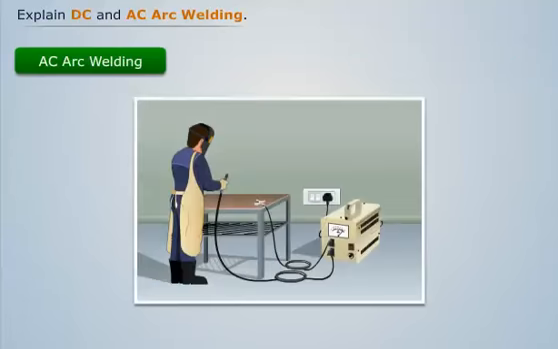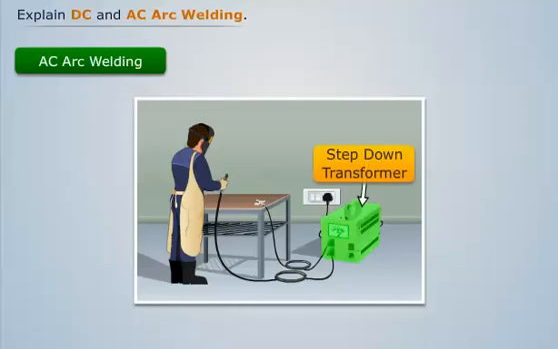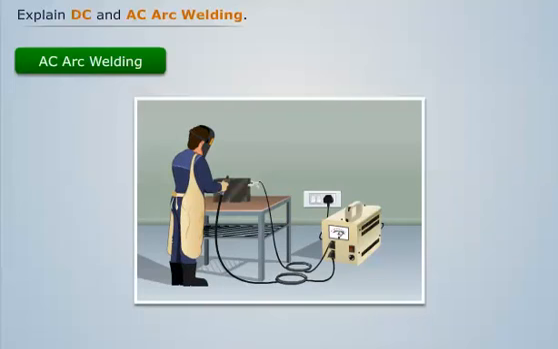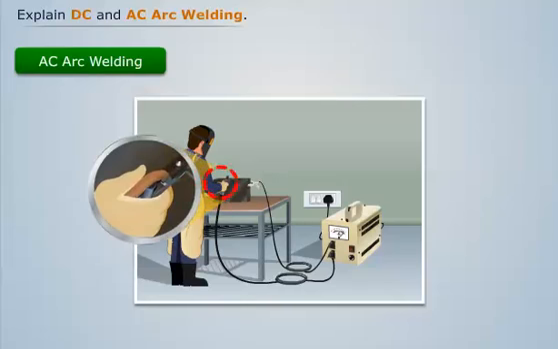Now let us discuss AC arc welding. Consider the same setup as used in DC arc welding, but replace the DC power source with the AC power source, which is a step-down transformer. Now let's use this setup to weld 2 thick plates. First, bring the electrode near the interface of the plates and then press the trigger.